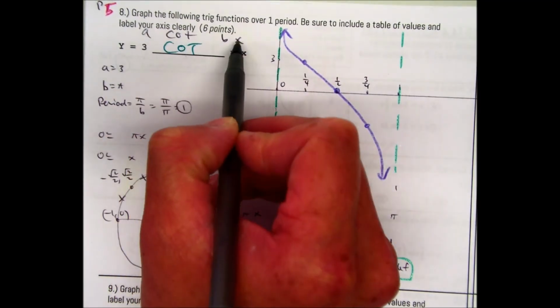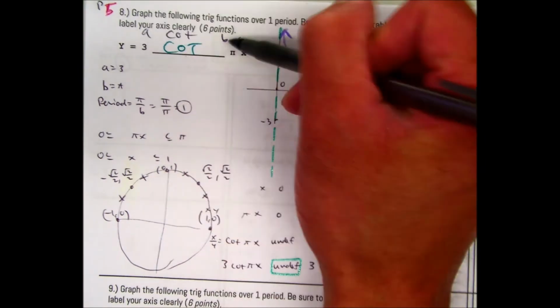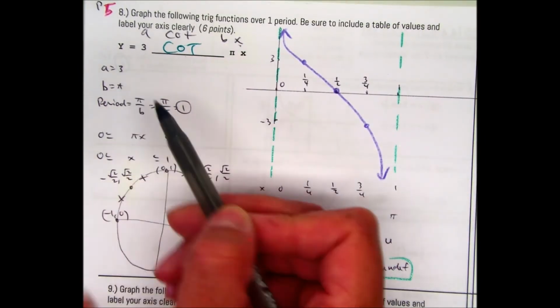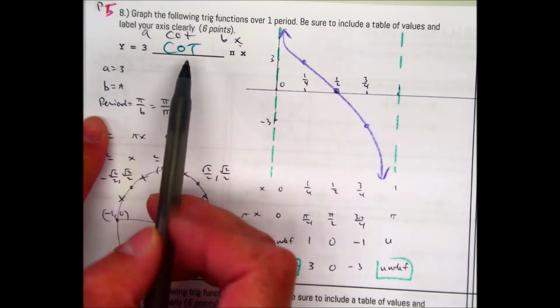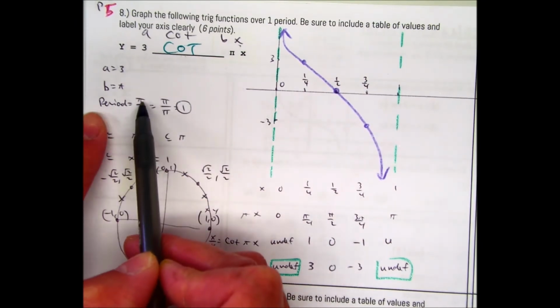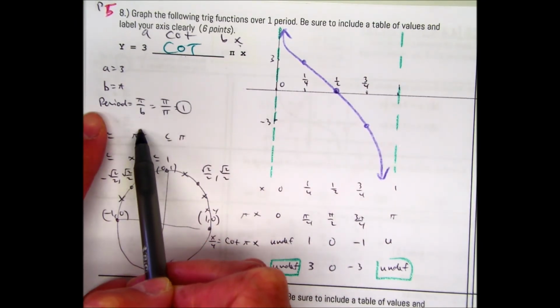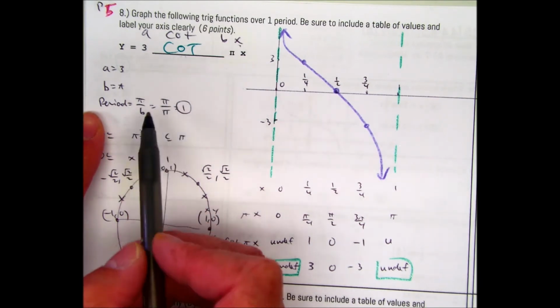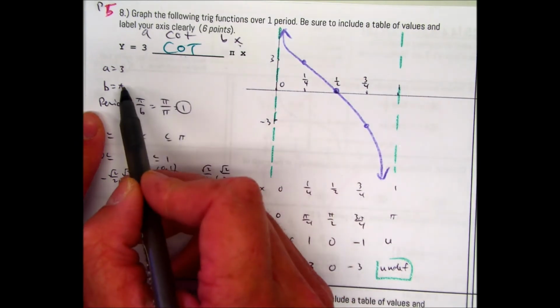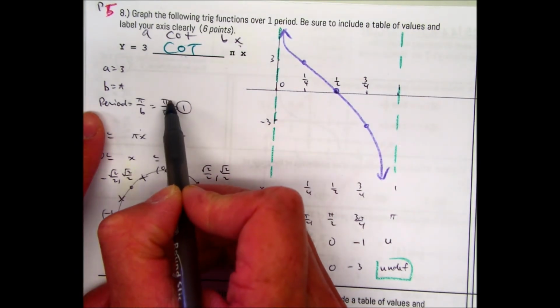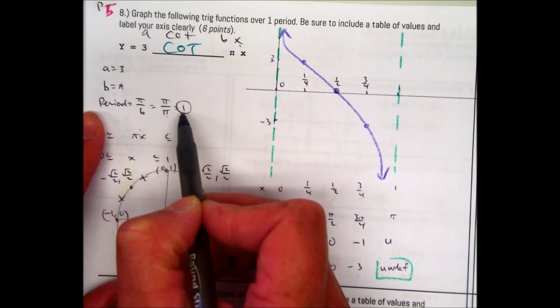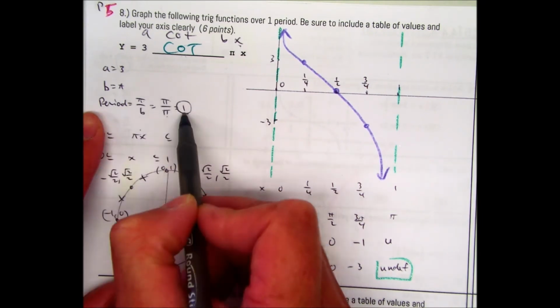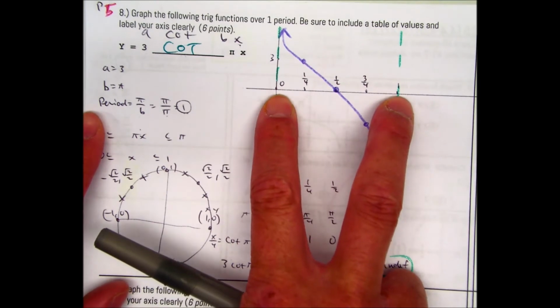Let's graph this. The first thing I did is I wrote the letters above it, A cotangent B x. My A value is 3, my B value is pi. Here's the first common mistake students had. Tangent and cotangent, its period is pi over B, not 2 pi. If you missed that, write that in your formula sheet. So if your B value is equal to pi, something divided by itself is equal to 1. The period and its length is equal to 1.